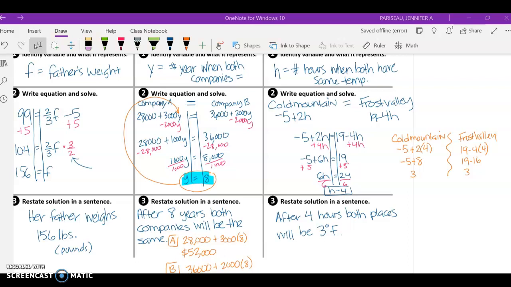So then I had to take that information and plug it into the original expression and figure out what that temperature was going to be. Now I didn't have to do it for both of them, but I did just to double check to make sure I was supposed to get the same answer. So after 4 hours, both places will be 3 degrees Fahrenheit.